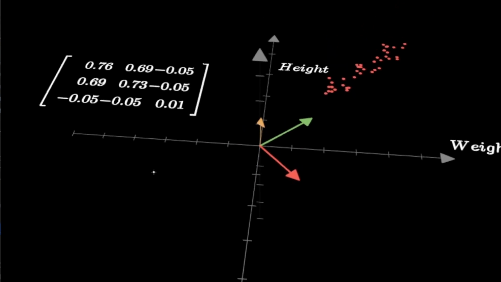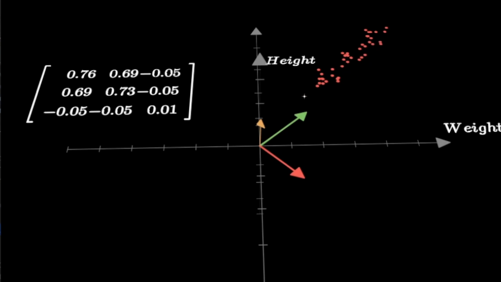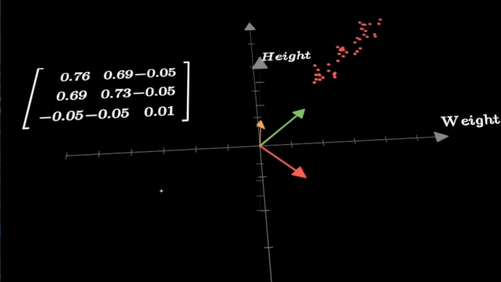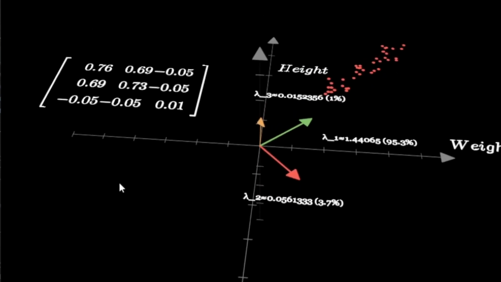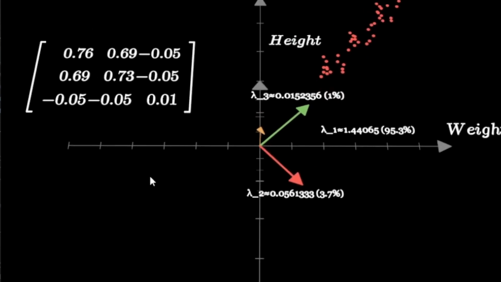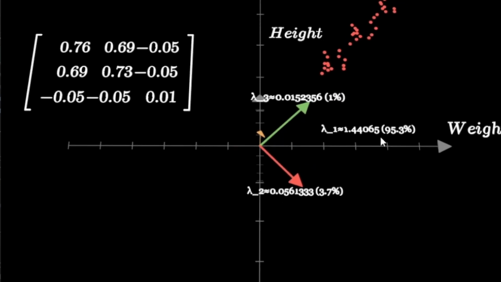And as you can see here, this is the direction which contains the highest amount of variance, and therefore you will see an eigenvector pointing in that direction. What are the corresponding eigenvalues? Lambda 1, lambda 2, lambda 3 represent the corresponding eigenvalues. And as you would expect, lambda 1 has the highest eigenvalue because that is the direction in which you would see the most variance in the data set.